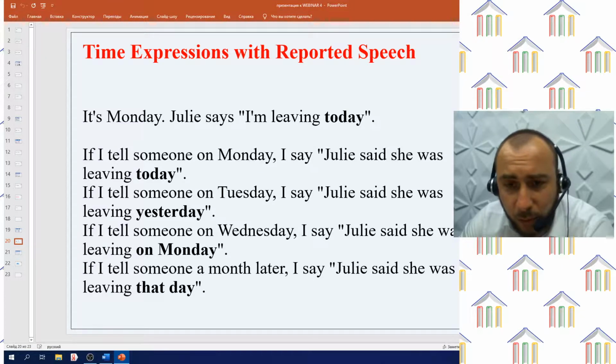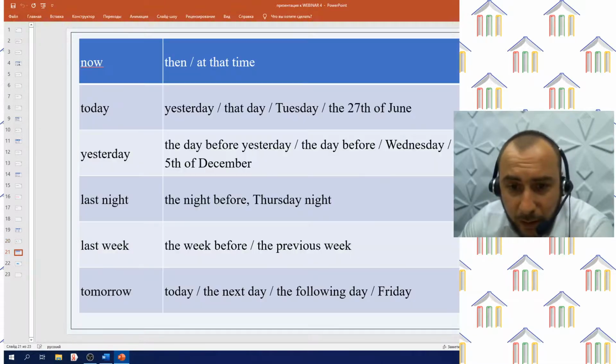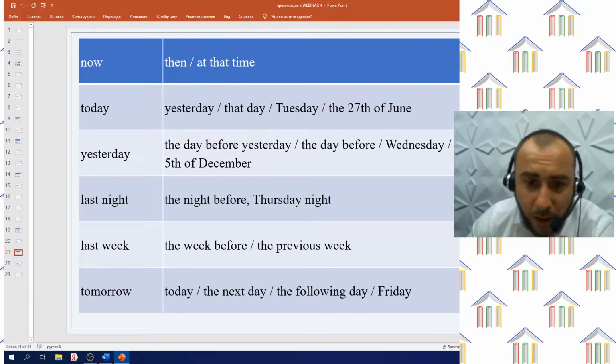If I tell someone on Wednesday, I say, Julie said she was leaving on Monday. If I tell someone a month later, I say, Julie said she was leaving that day. So there is no easy conversion. You really have to think about when the direct speech was said. Here's a table of some possible conversions.